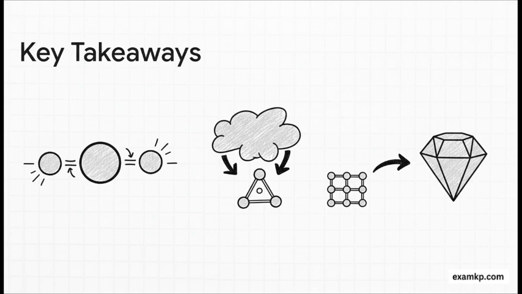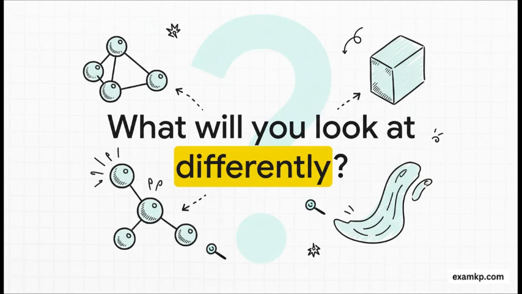So, the next time you see ice melting in a glass or you admire a diamond, you'll know the secret. You're not just looking at a substance anymore, you're seeing the result of countless tiny geometric shapes, all just following one simple rule. Now that you can see this hidden architecture of the world, what are you going to look at differently? Great job following along.